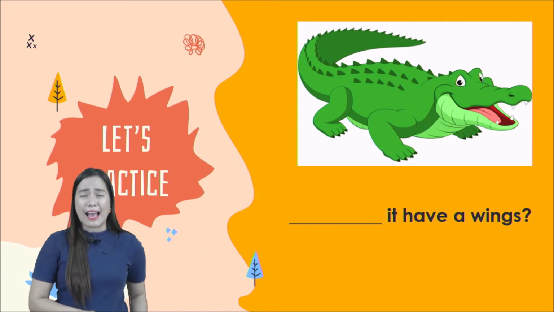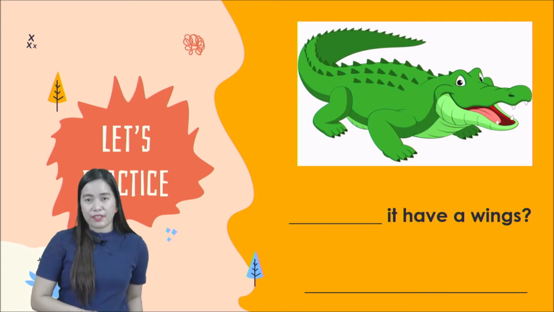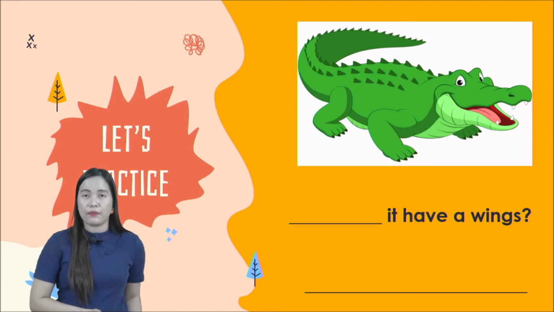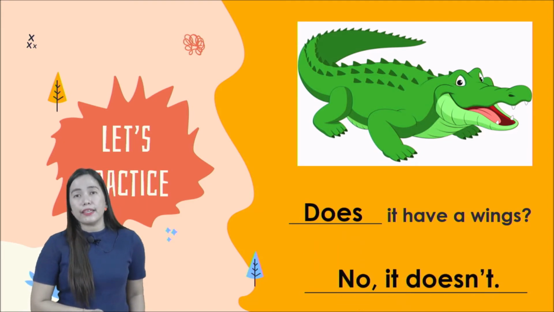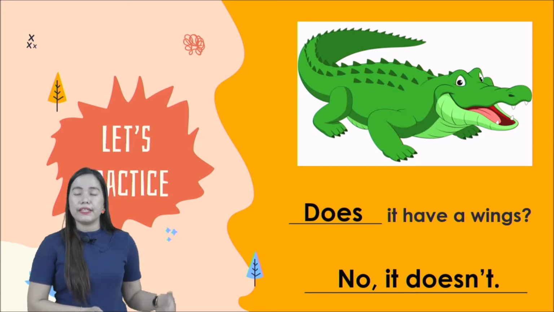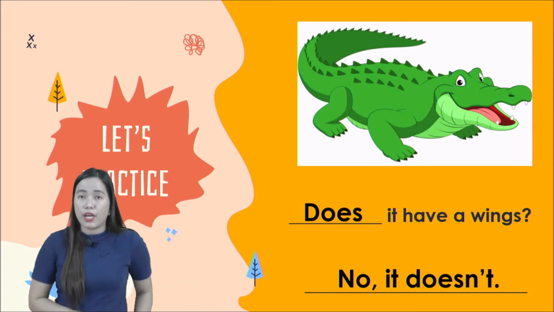Blank, it have a wings. Your subject is it. What you will use? Do or does? Very good. You will use does. Does it have a wings? And for the answer, no, it doesn't. Again, kids, I repeat, doesn't is the negative of does. Okay?